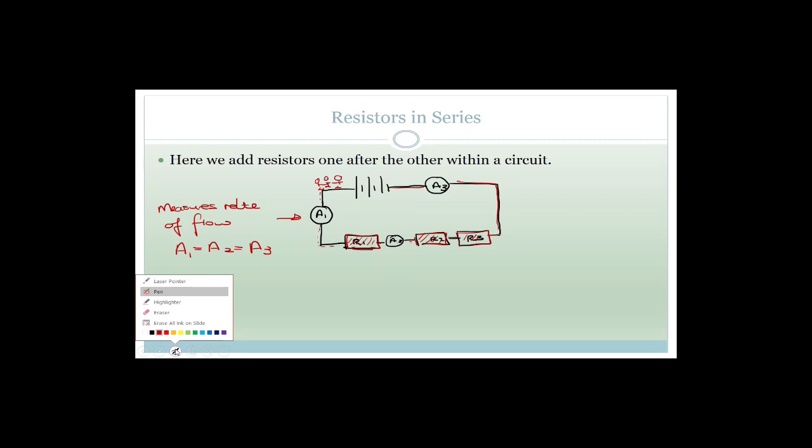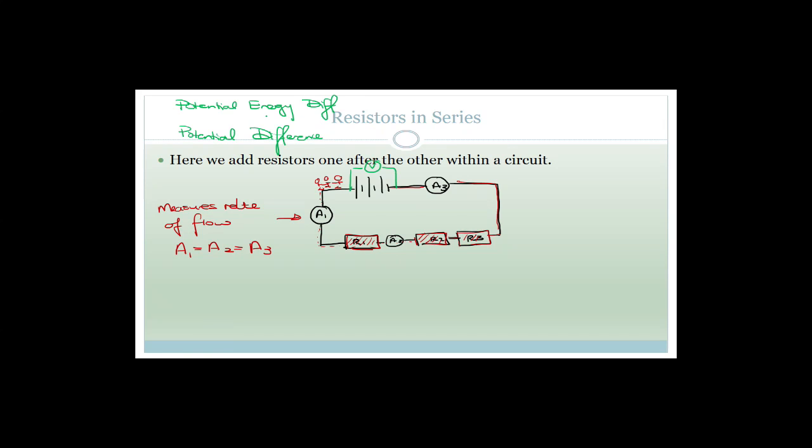Now let's say that I put a voltmeter across. Now remember what a voltmeter measures. A voltmeter measures potential difference. But remember that that actually stood for what? Potential energy difference. Okay, so that is what's going on there. That's a potential energy difference.